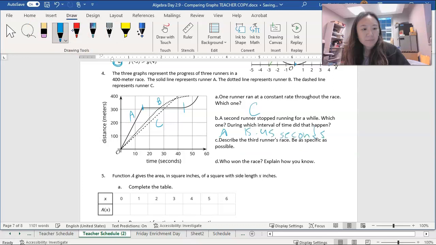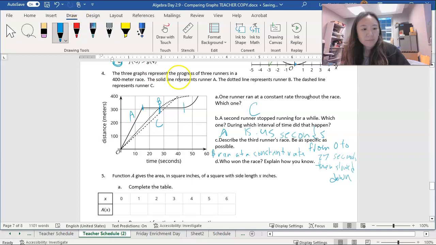And then the third runner's race, so that's our dotted person here, person B, be as specific as possible. So as I said, B ran at a constant rate from 0 until it started to taper off here, so 0 until about 20 to 27 seconds. Then slowed down.